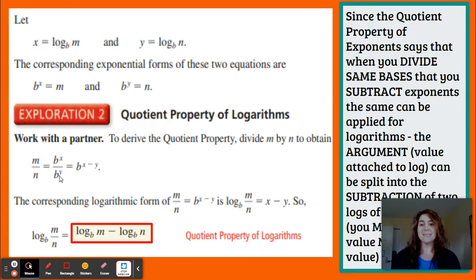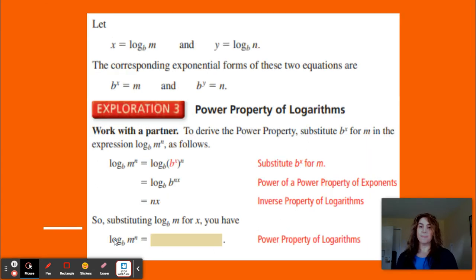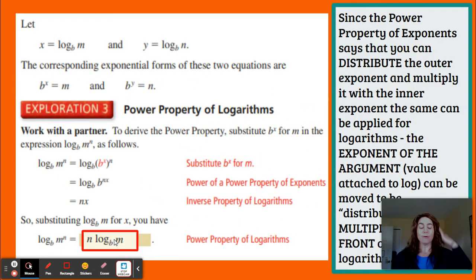Same thing with our quotients. My quotient rule says that I can subtract powers when I divide those exponents. Well, if I have an argument that is a division problem or a fraction, I can subtract individual logs. Again, I can expand it. I can also go the other way, by the way. I can take two logs that are subtracted and make it into a smaller value of a fraction. It just depends on if we need something expanded or condensed, and that's what we're going to be getting into today.